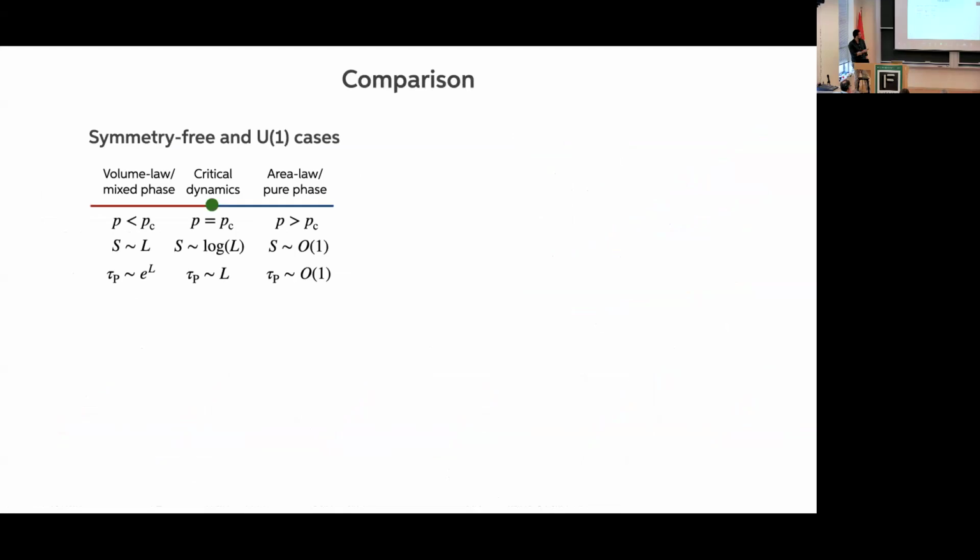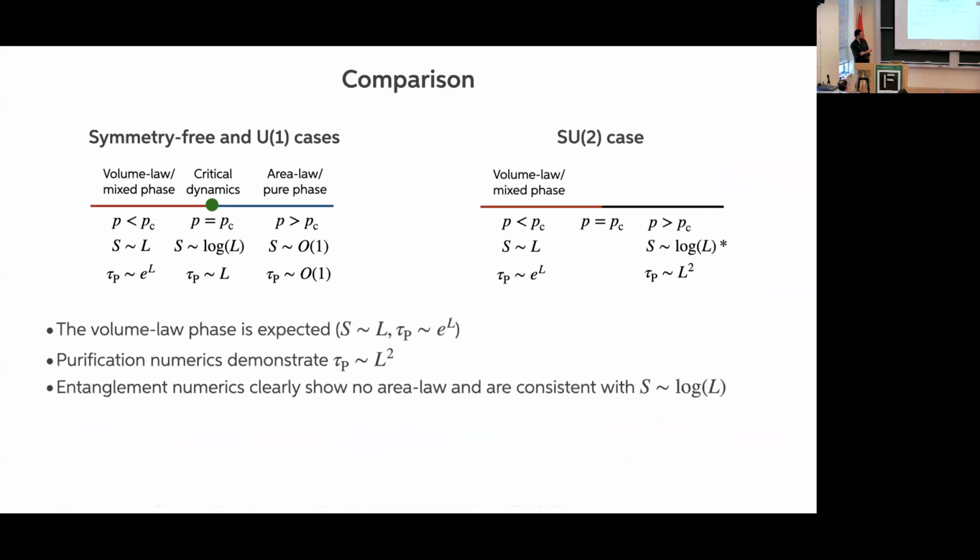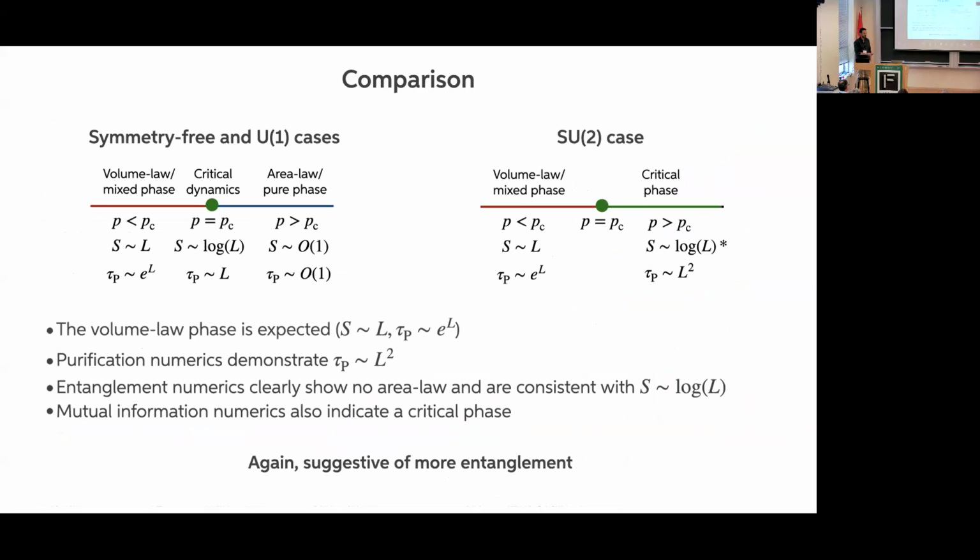Okay, so to recap, originally we had the symmetry-free, the U1 cases, and other monitored quantum circuits from before. We had the SU2 symmetry, and we have the usual volume law phase. We transition to a phase where the purification time is L squared. Numerics are consistent with log L, and large mutual information indicates a critical phase. So again, the story is suggestive that non-commuting charges seem to be restricting our system to more entangled states.